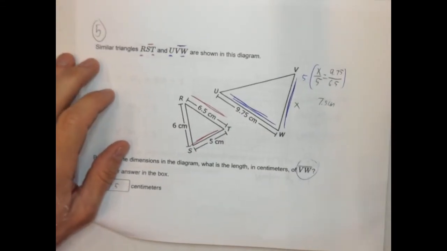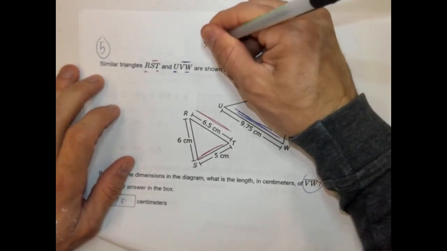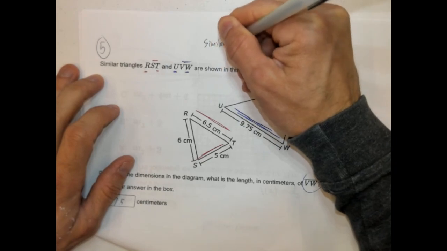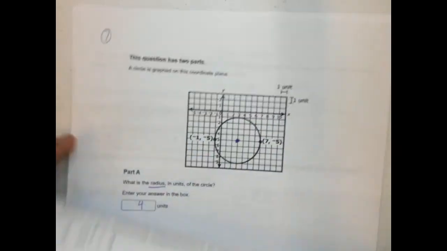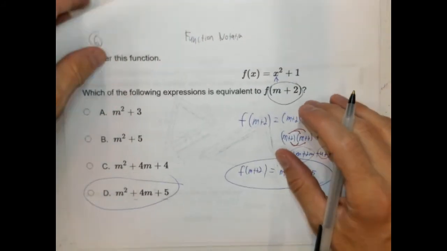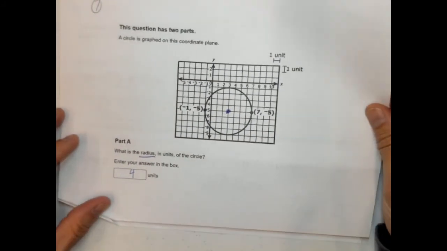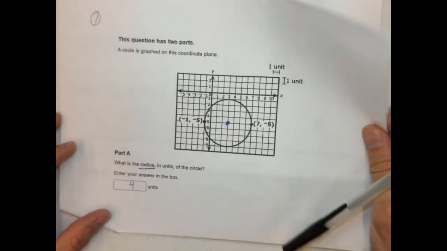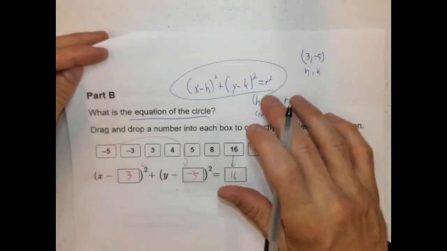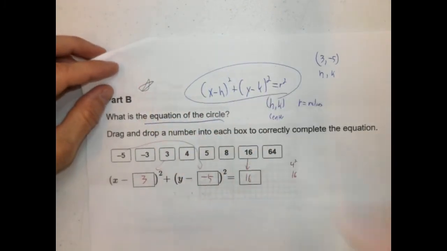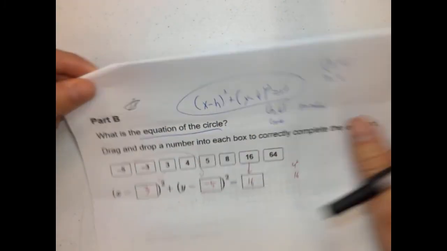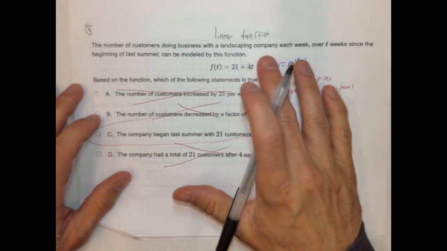The first one that we did is all about similarity, and this is really where scrap paper is important. Number 6 is function notation, and again, scrap paper was important. Number 7, scrap paper was not important at all, but you have to know the circle equation. So make sure you study this one, because if the circle equation pops up, you're going to need to know this. And number 8 was being able to interpret a linear function.